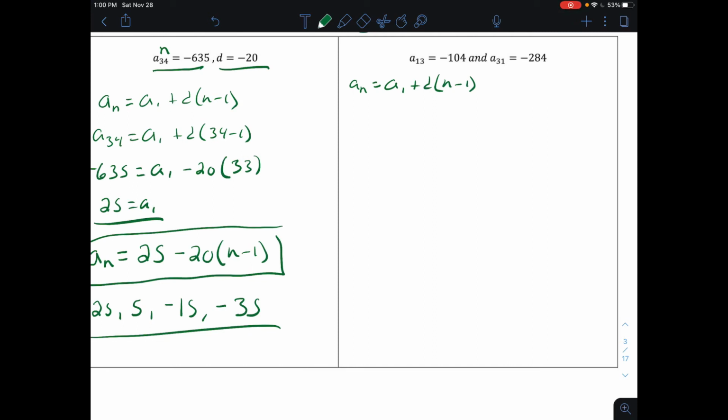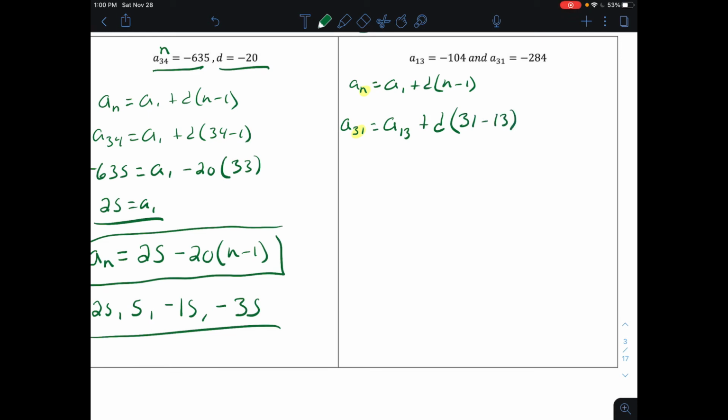We're going to use the two terms that we're given. We're going to use the last known term, a31, and put that where a_n is. And our earliest known term, which is a13, is going to go where a1 is. So a31 is equal to a13 plus d times, now what I did by doing this was replace n with 31, and replace 1 with 13. So inside of parentheses, we'll have 31 minus 13.